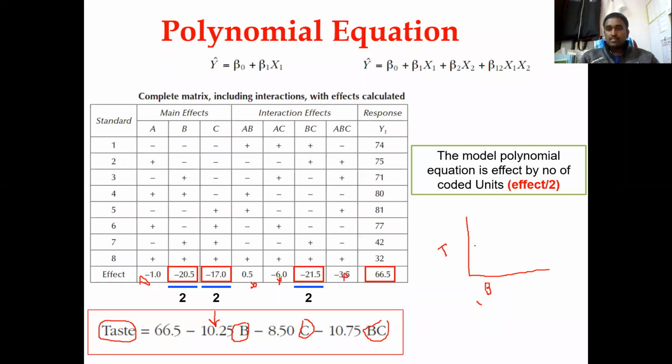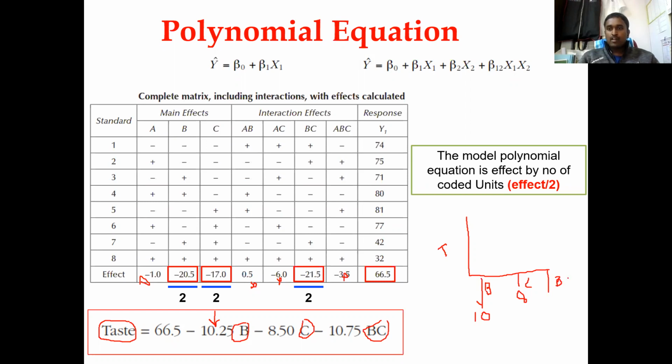How many times? Minus, that means it will come here, minus 10.25 times. Similarly, C minus 8.5 times. Similarly, the interaction BC, once again minus something. So this is how simple it is.